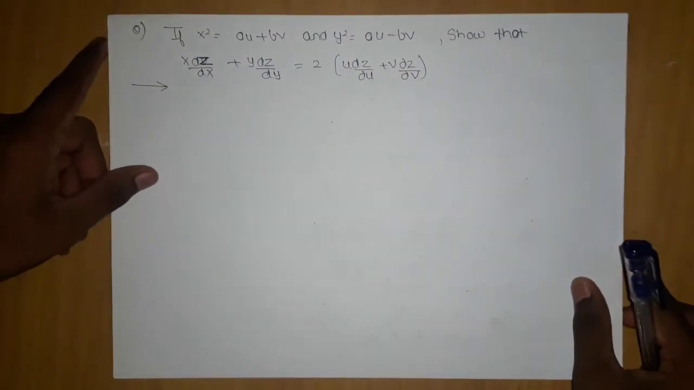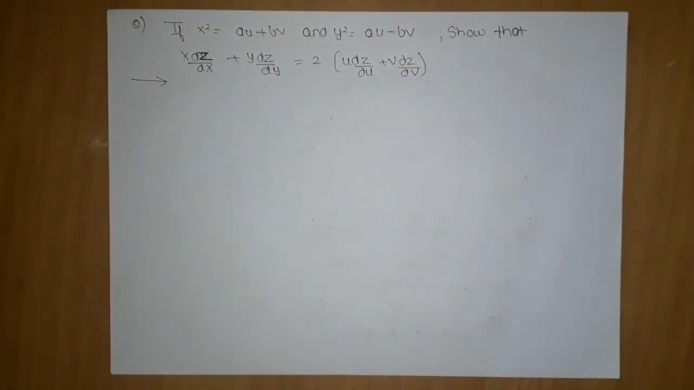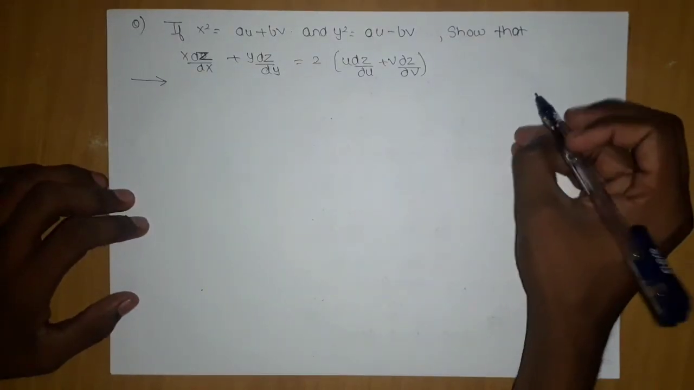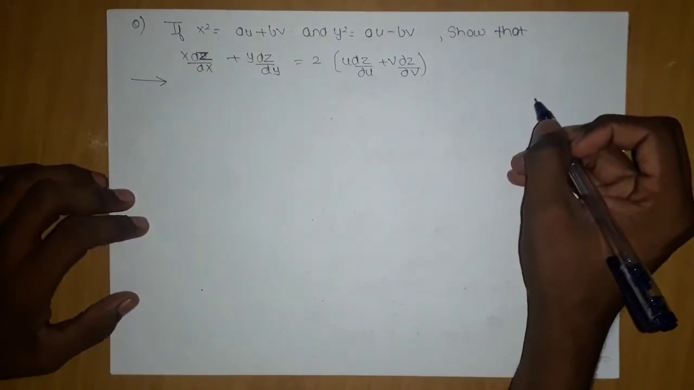So with that said, let's begin with our questions. The first question which we are going to do is this question. The question says: if x square equals au plus bv and y square equals au minus bv, show that x dou z by dou x plus y dou z by dou y equals 2 into u dou z by dou u plus v into dou z by dou v. We have to draw the graph. How will we draw the graph? The graph will be like this.